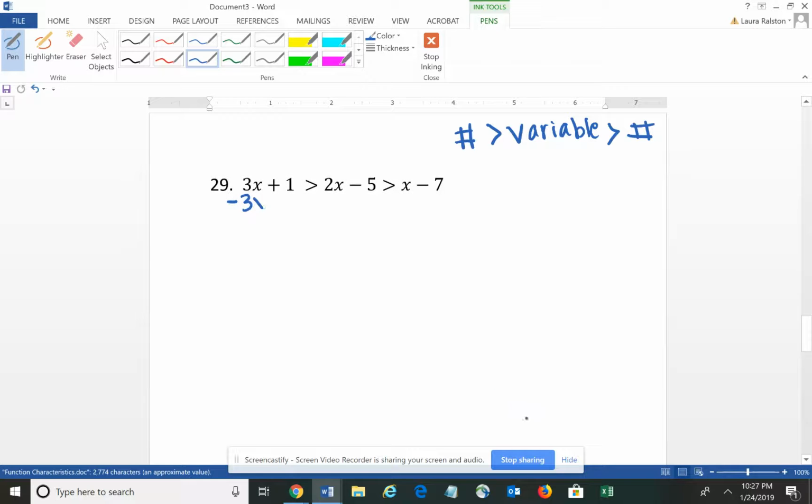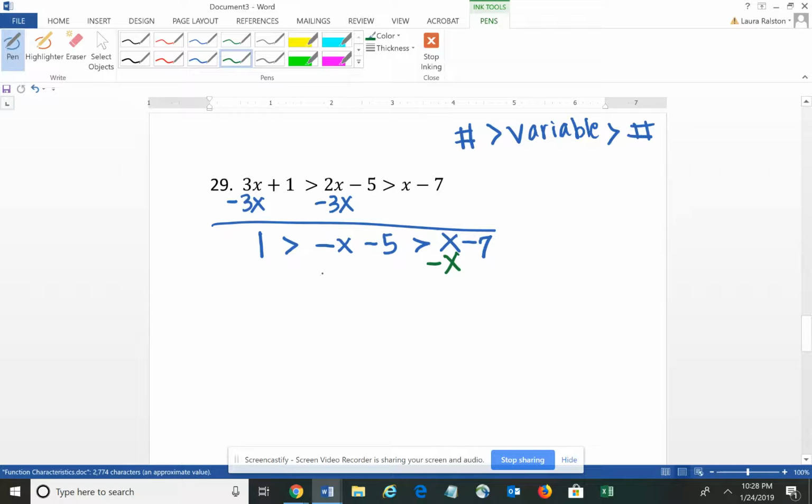So I'm going to subtract 3x. I'm going to do them one step at a time. So I have 1 is greater than negative x minus 5, which is greater than x minus 7. Okay. So then if I move the other x, I think we're going to have a little error here, we're going to subtract x to get the x from the back end moved over. So we have 1 is greater than negative 2x minus 5 is greater than negative 7.